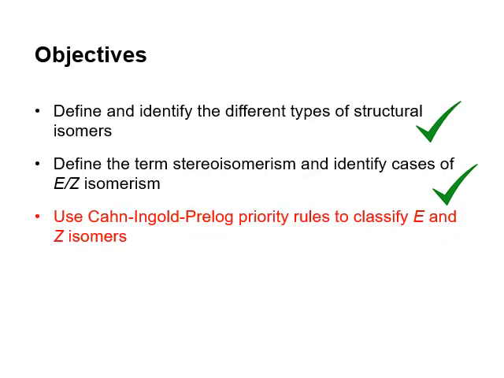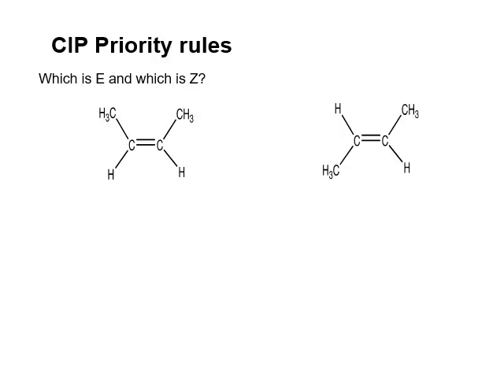So we can define and identify different types of structural isomers. We can also now define the term stereoisomerism and identify cases of EZ isomerism. The final thing we need to do is use Cahn-Ingold-Prelog priority rules to classify E and Z isomers. So let's start by looking at butene. We have to assign one of them to be the E isomer and one of them to be the Z isomer. And to do this, we use the Cahn-Ingold-Prelog, the CIP priority rules.